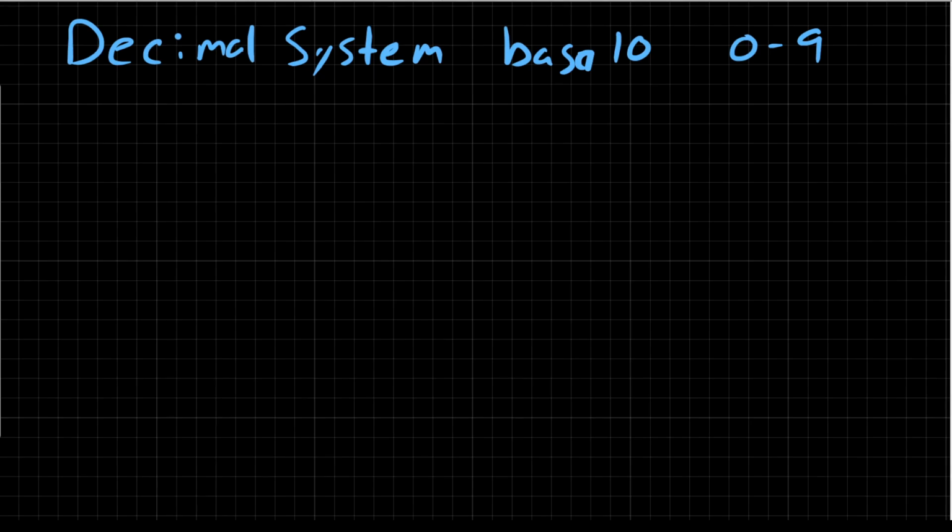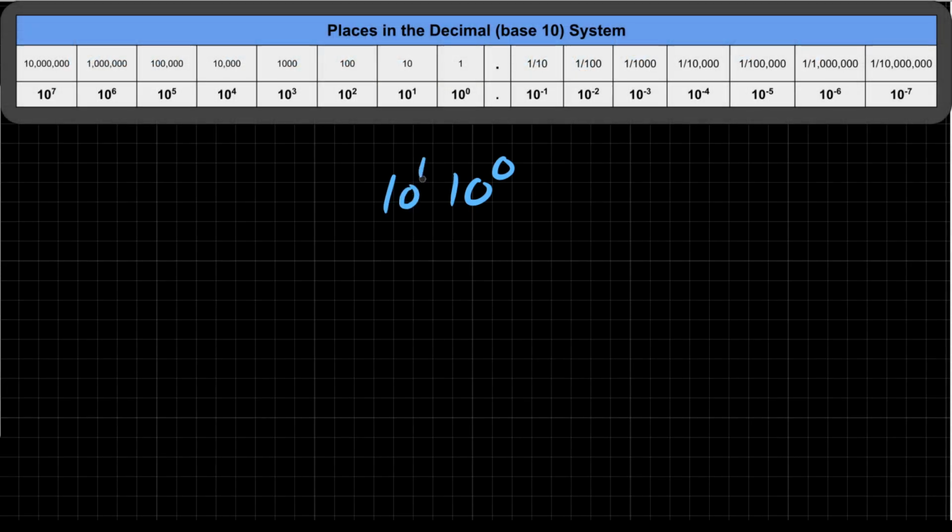And if we look at the places for this system, it is of course based on powers of 10. 10 to the 0, 10 to the first, 10 to the second, 10 to the third. This would be the ones place, the tens place, the hundreds place, and the thousands place.